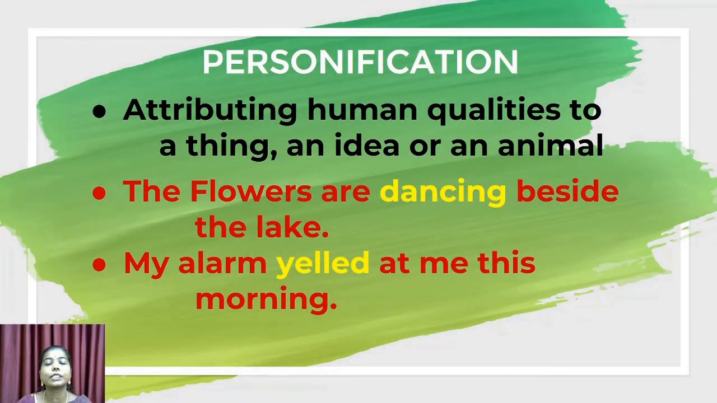The next literary device is personification. Personification is a literary device wherein the writer attributes human qualities to a thing, an idea, or an animal. So, giving human qualities to a thing, an idea, or an animal. For example, the flowers are dancing beside the lake. In this particular sentence, as I have highlighted here, dancing is the key word. Dancing is usually an action done by human beings, right? So here flowers are considered to be dancing. The human quality of dancing is attributed to the flowers. So as we can see, the flowers are personified.